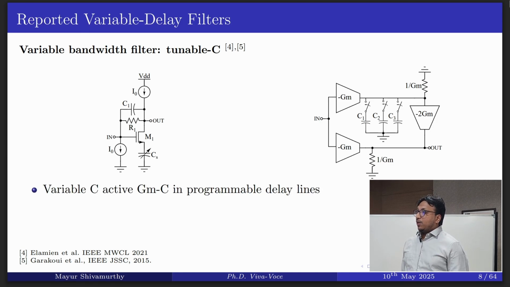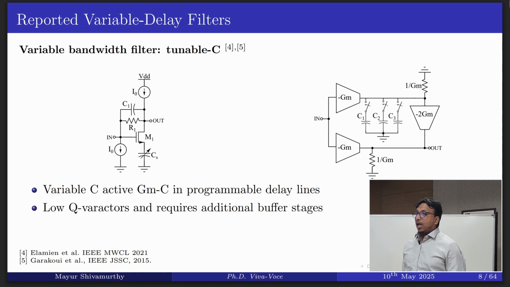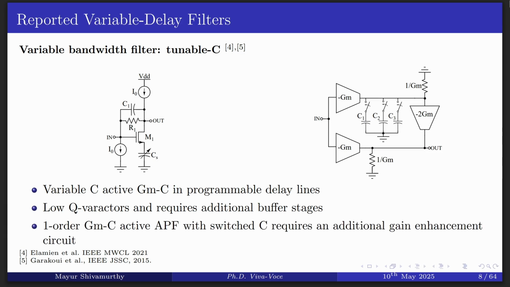So this variable C active GMC filter is used in the realization of a programmable delay line. However, with the low quality factors, the all pass filters also require an additional buffer stage. The first order GMC active all pass filter with switch C would also require an additional gain enhancement technique.